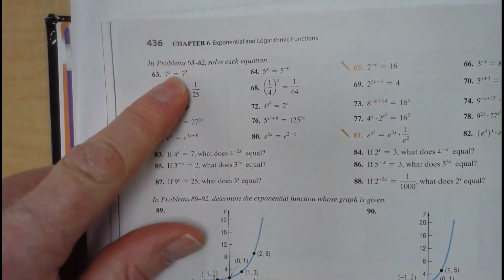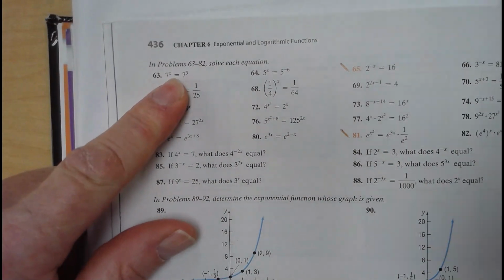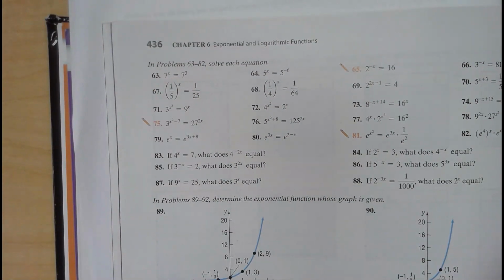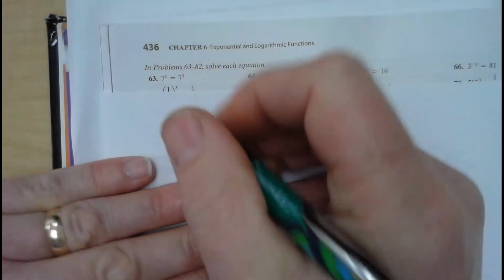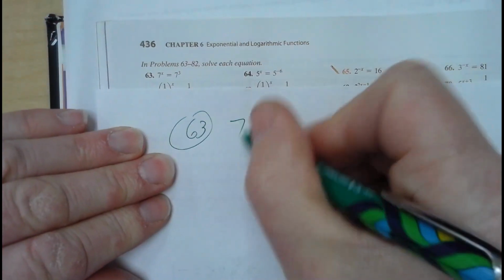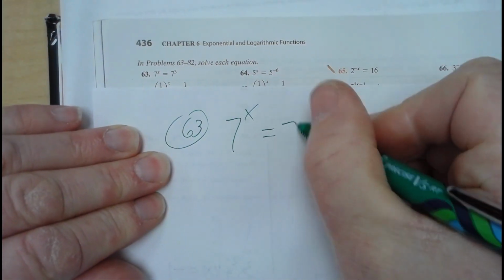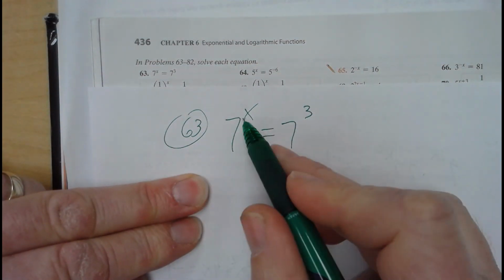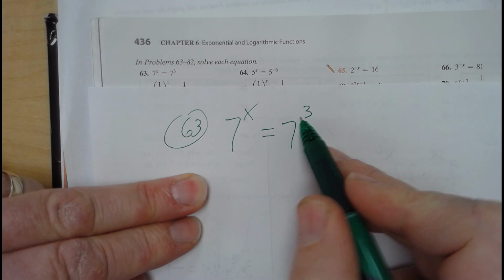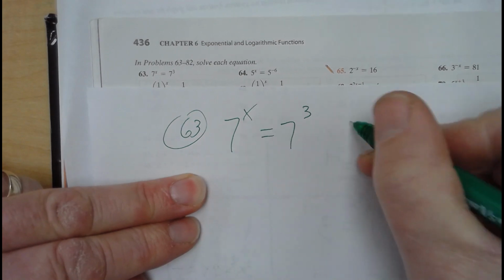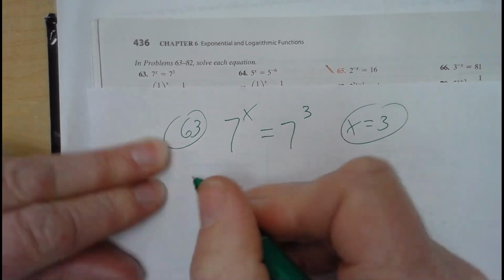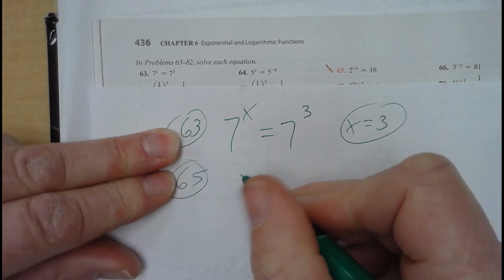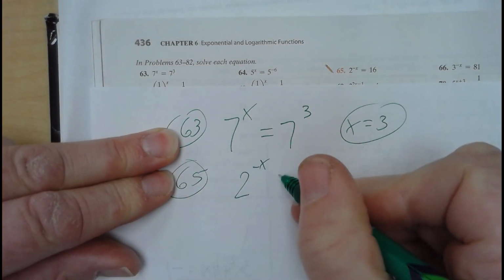So the first one you have to solve is really easy because the bases are already the same. To do number 63, you say 7 to the I don't know power is equal to 7 to the third. Well, if the bases are the same, then the exponents are the same. So x is just 3. You're done.